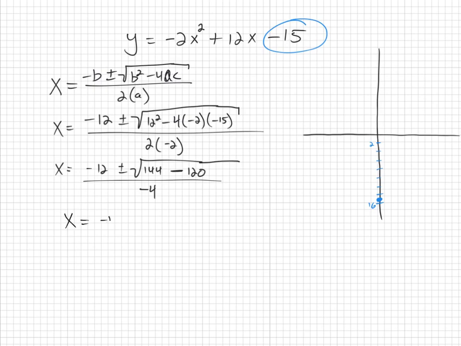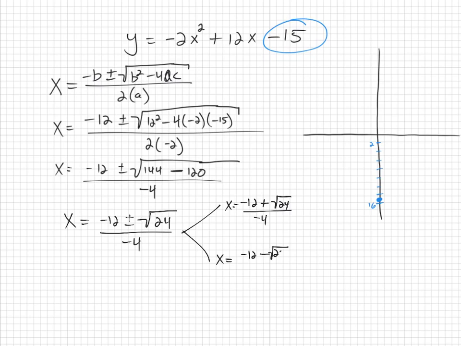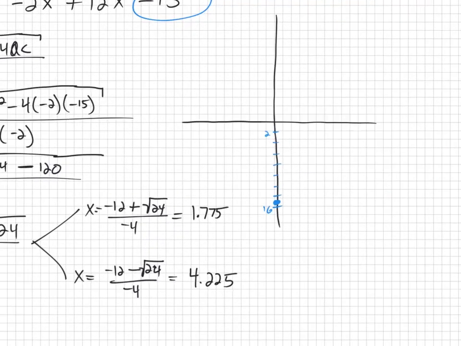So x equals -12 plus or minus the square root of 24 over -4. And this can split off. So x equals -12 plus the square root of 24 over -4, and x equals -12 minus the square root of 24 over -4. I'm going to pause the video to do the calculations. And like movie magic, we're done. So we're going to plot these. These are our x-intercepts. And I'm going to zoom in just a smidge.